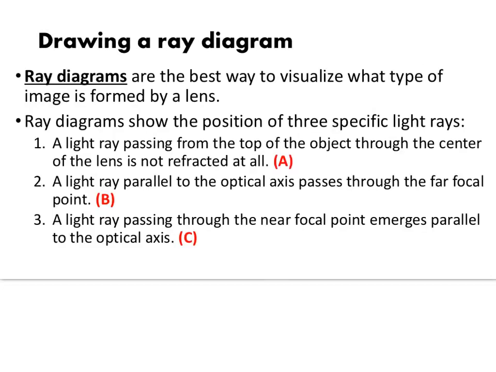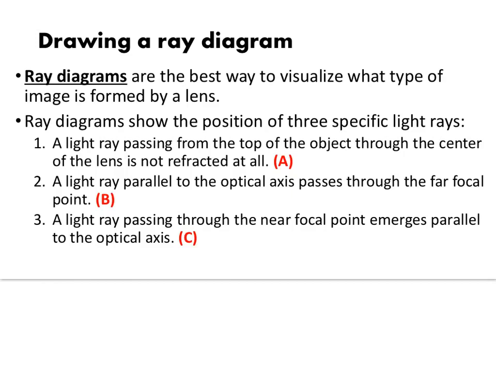Now there's a couple of ways that we can figure out where the image will appear. The best way to really see that picture in your head is to draw what's called a ray diagram. You are going to need to know these rules so that you can draw the ray diagrams for yourself. And those diagrams show three very specific light rays. The first ray passes from the top of the object itself through the center of the lens, the very, very center, and it doesn't get refracted at all.